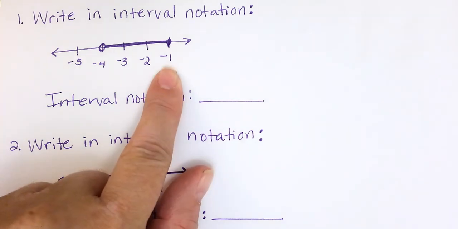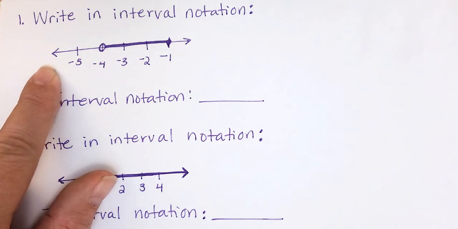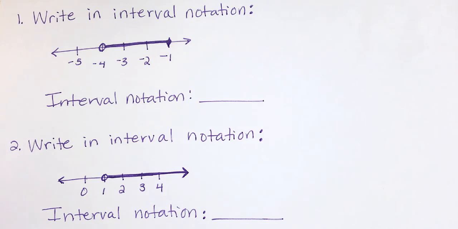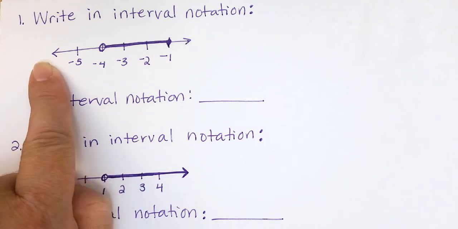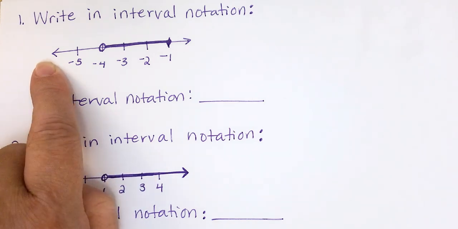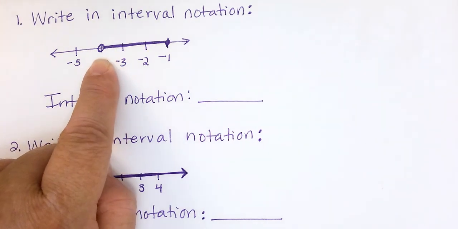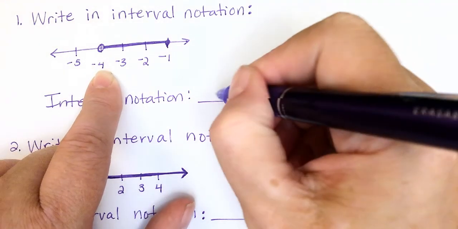Here we're representing the number line from negative 1 down to negative 5, but these arrows mean that it keeps going this direction and this direction. The interval notation is representing the shaded area from left to right. So if I start on the left side of my graph, what is the first thing that is shaded? I would go over here, and then I've got this circle on negative 4.